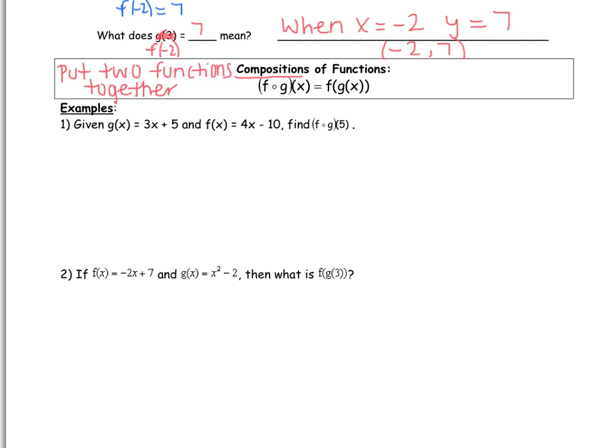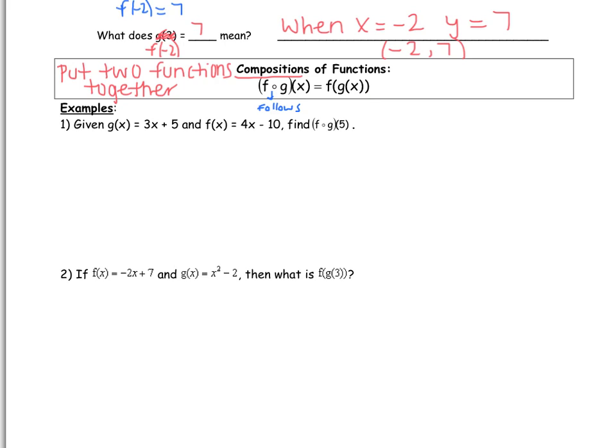Okay, let's analyze this. This is new notation, something you haven't seen before. So this says f follows g of x. That little circle stands for the word follows. So let's write that in. This little circle is follows. The way that we read it, anytime we see a parenthesis, we're going to say the word of. So f follows g of x equals f of g of x.